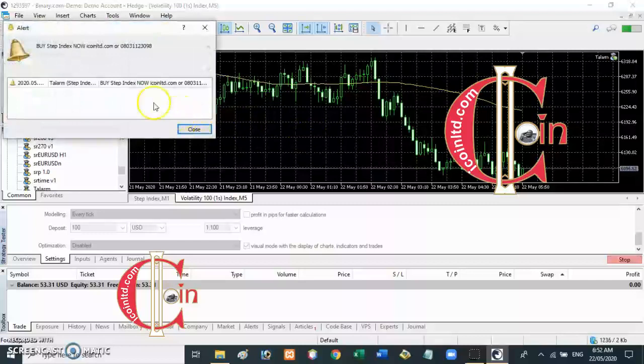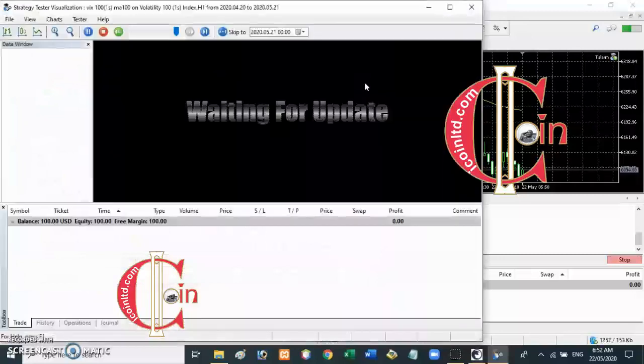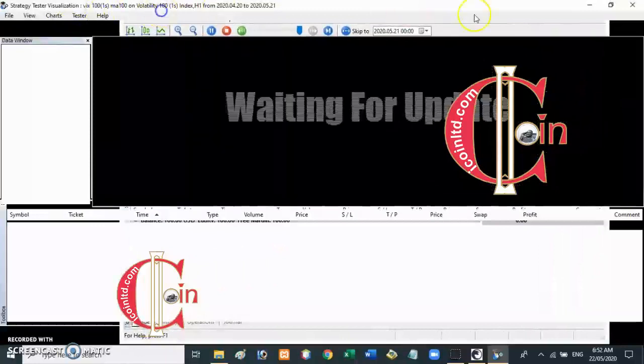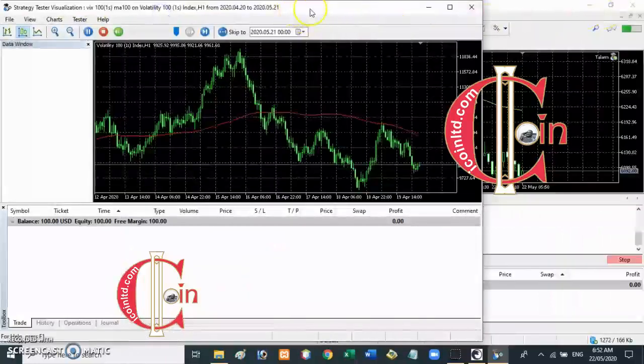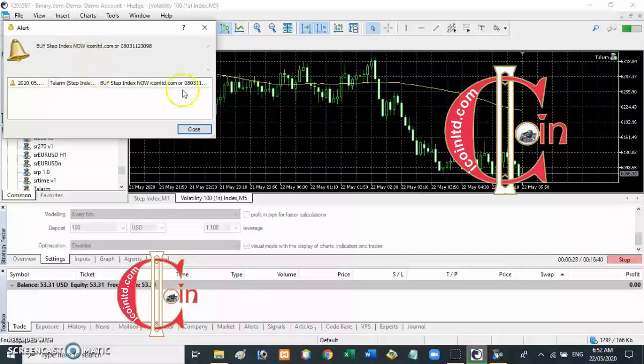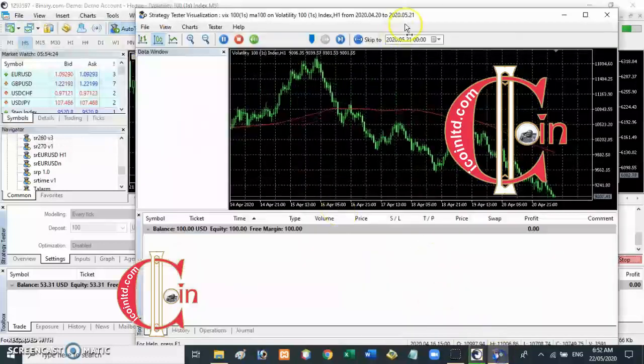Okay, I got an alert on step index. Sorry about that. I don't need the alert at the moment. But that's what happens. It will display something like this. You can see it will give you a sound and it will display something like this: buy step index now. You know, I don't need it. So we'll go back to the testing. It has started running anyway.